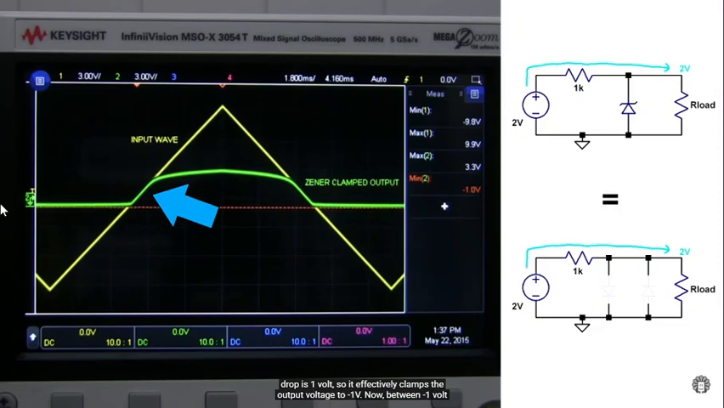Now, between minus 1 volt and 3.3 volts, things get interesting. There's not enough voltage to turn on the Zener diode in either direction, so it's like the Zener diode doesn't even exist in the circuit. Current flows straight from the input through the 1K resistor to the output. Because of this, the input voltage and the output voltage are exactly the same.